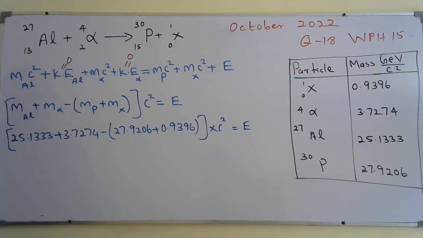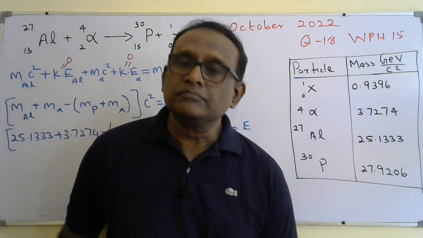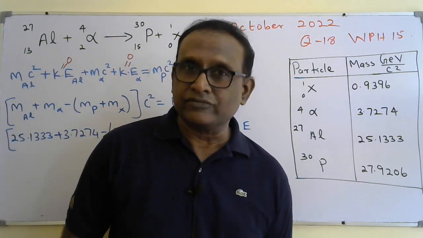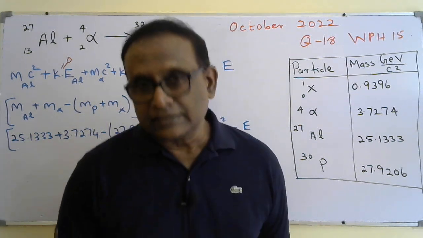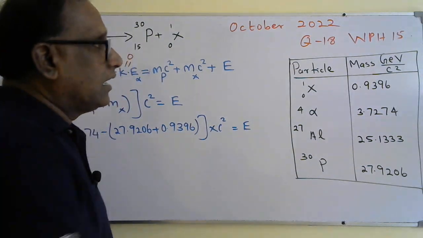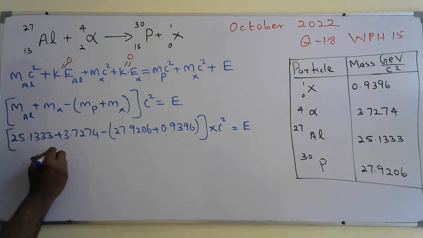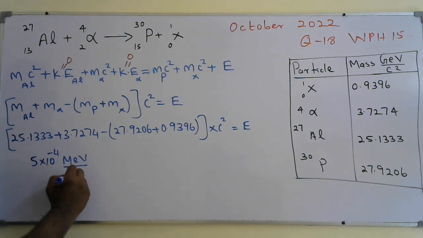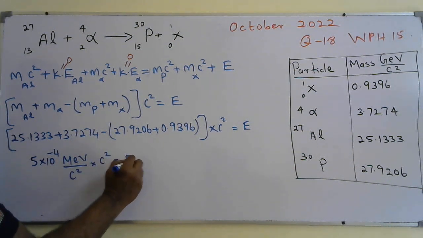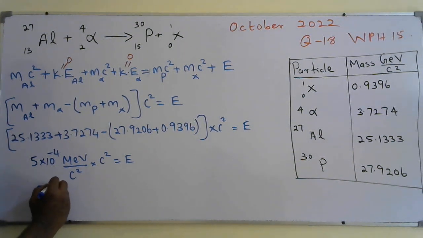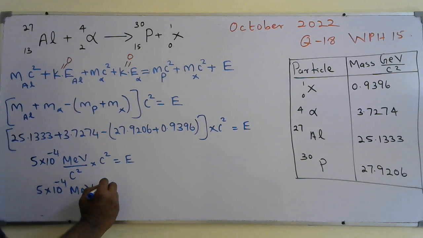When you solve it, you won't get a negative answer. In the same question in the January 2015 paper, you got a negative answer, but in this one you are not getting a negative answer due to the given numerical values. Maybe they are slightly different, or maybe approximations are giving a positive answer. Whatever it is, when you solve it, you will get 5 into 10 to the power minus 4 mega electron volt over c squared into c squared is the E. So that's going to be 5 into 10 to the power minus 4 mega electron volt, which is the energy release.